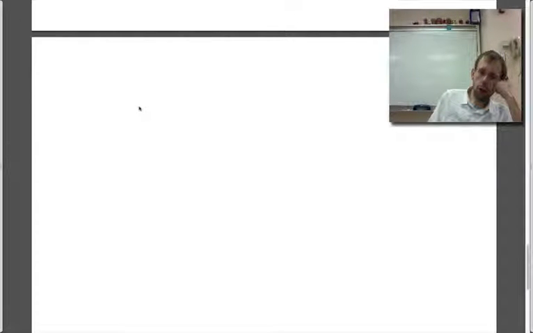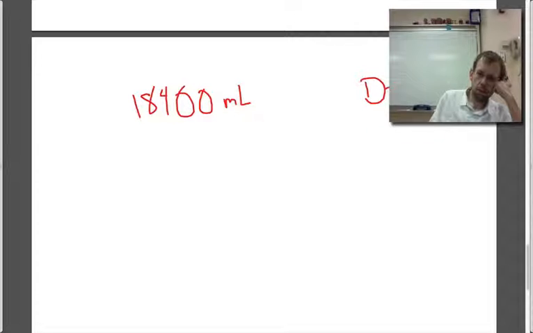All right? So let's just generate some numbers here. So let's say I had 18400 milliliters. Okay? And let's say I'm trying to find the density of an object. Remember, that's mass over volume. And let's say I use a balance, because balances and graduated cylinders are going to have different sig fig values.